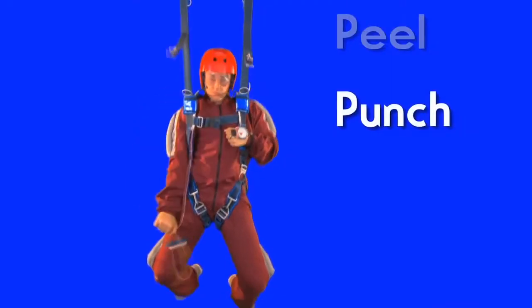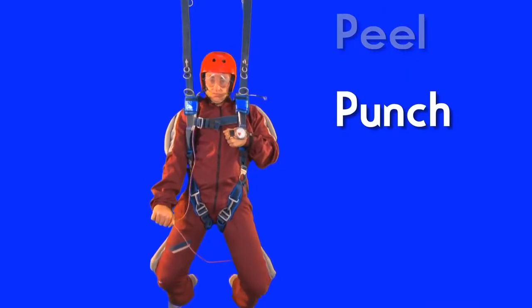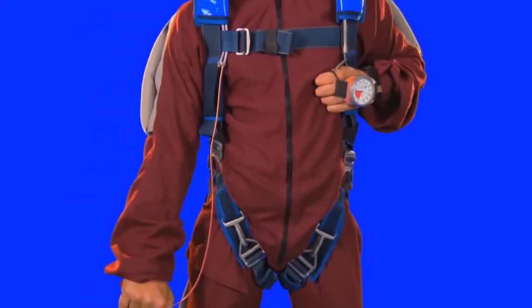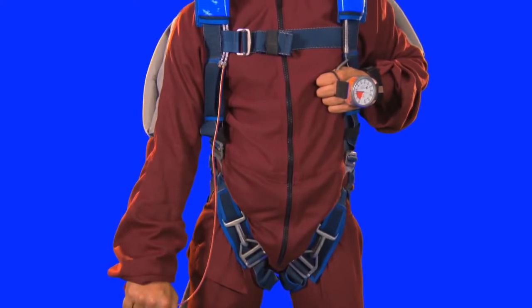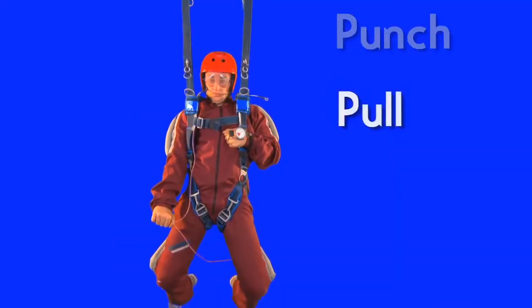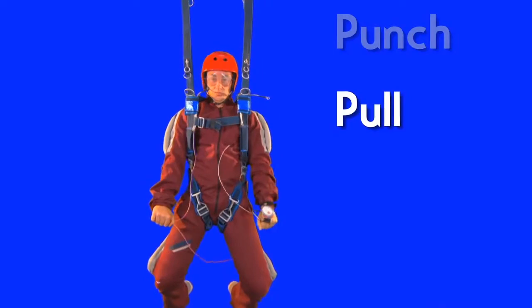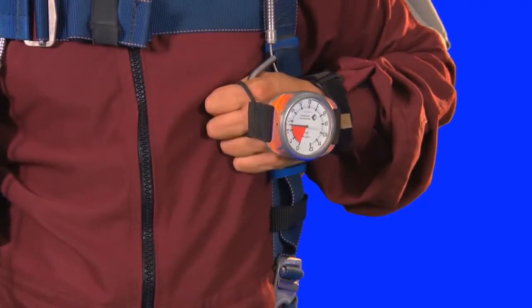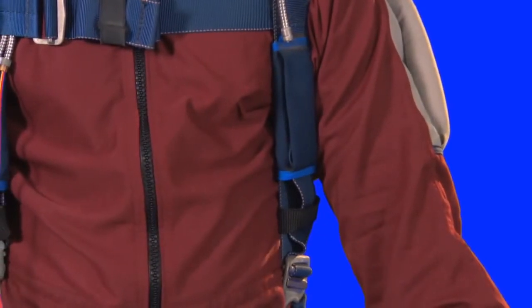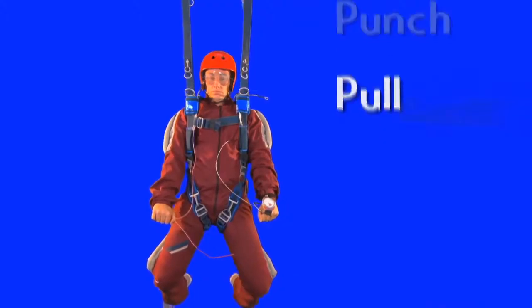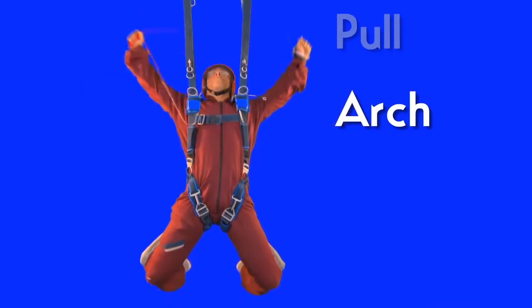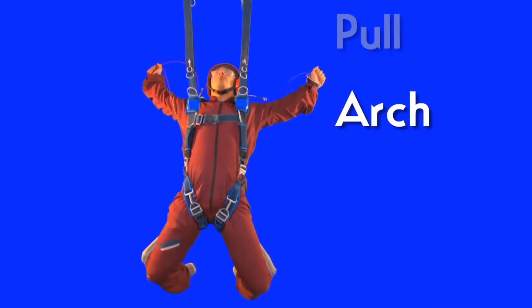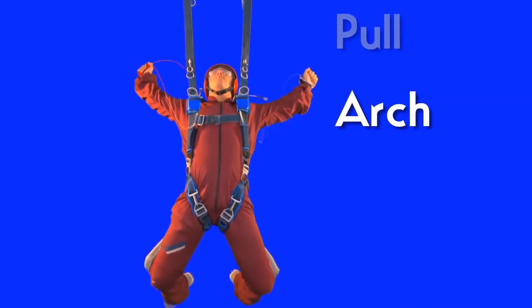Punch. Once the cutaway pillow has been peeled from its pocket, the right hand is punched in a downward motion to full arm's extent. Pull. Once the cutaway pillow is punched to full arm extent, the left hand then pulls the silver ripcord handle in a downward motion to full arm's extent. Arch. Once both arms are at full extent, we transition back to a hard arch body position.